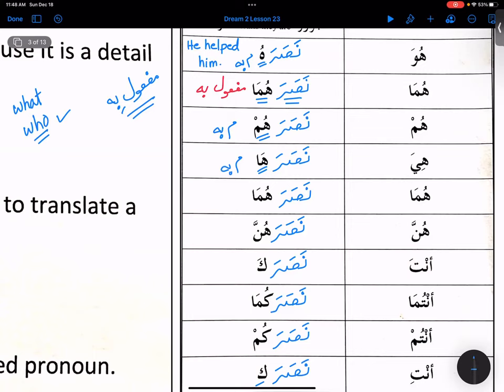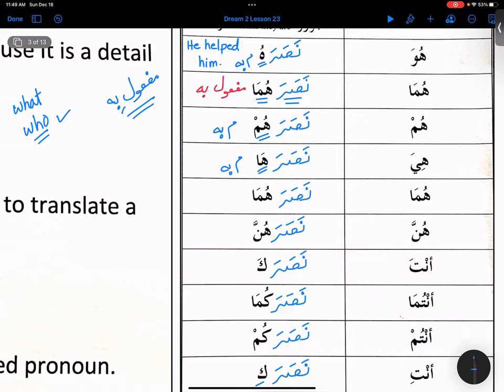So basically, with the fail, if we have an attached pronoun right after it, that is always maf'ool bihi. There is no difference of opinion about it. This is 100%. There is no exception. Whatever we learn as grammar rules, there are always exceptions, but not over here. So it should be perfectly set in our mind that whenever we have fail plus attached pronoun, this attached pronoun is always going to be maf'ool bihi.